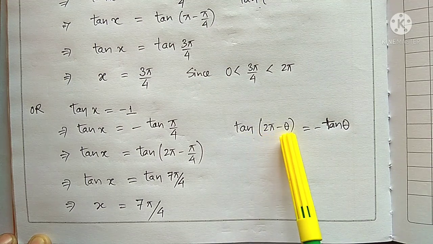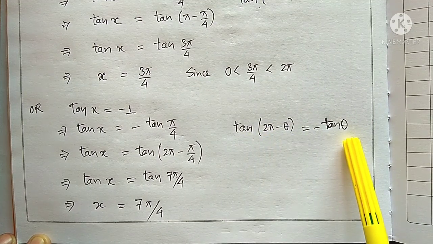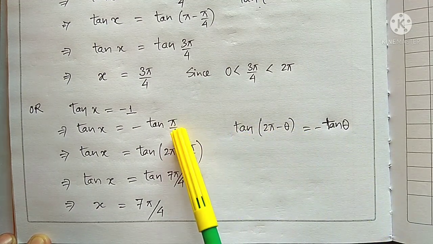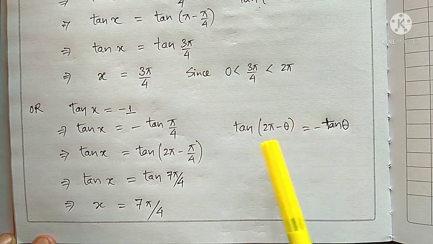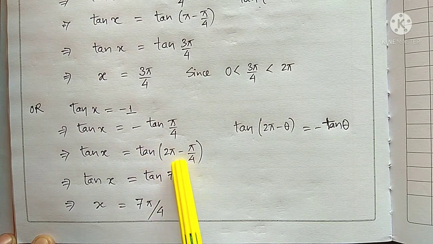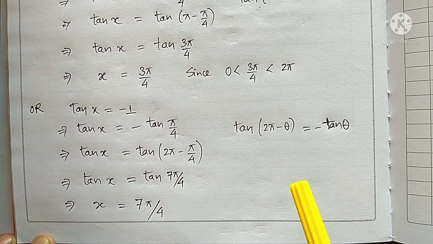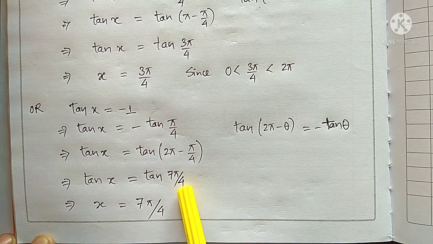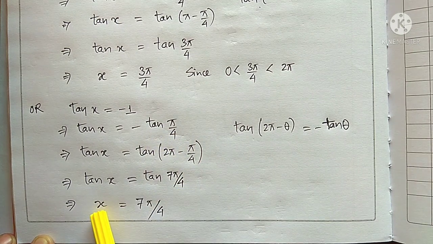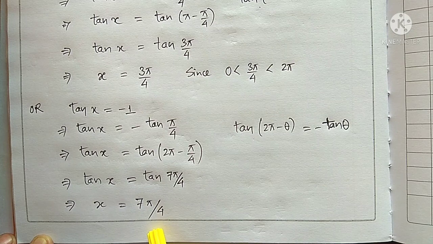So tan of twice pi minus theta means what? Minus tan theta. So now in this case theta means what? Pi by 4. So what you have to write? Twice pi minus pi by 4 we have to write. So that's why here we write tan of twice pi minus pi by 4. Is it clear? So now in this case if we calculate this one, we get 7 pi by 4. So if we compare, then x equal to 7 pi by 4.